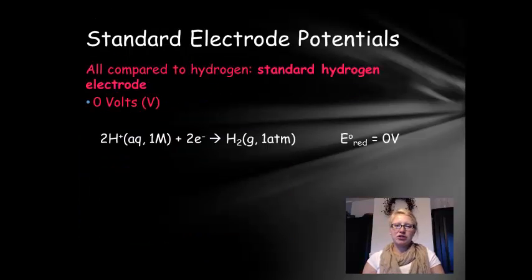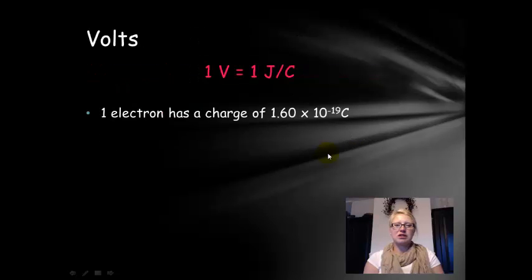So standard electrode potentials are all compared to hydrogen. So the standard hydrogen electrode has an electrode potential of 0 volts. And here's the reaction that shows the standard hydrogen electrode, or the potential for being reduced. So hydrogen ions gaining electrons, reduction, goes to hydrogen. The standard electrode potential for this reaction is 0 volts.